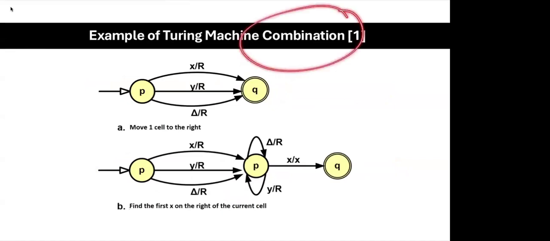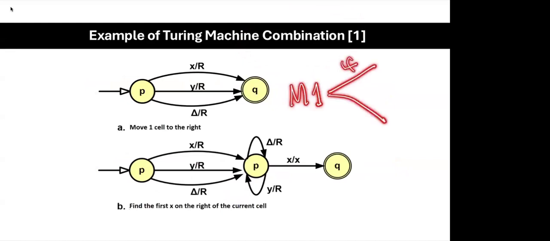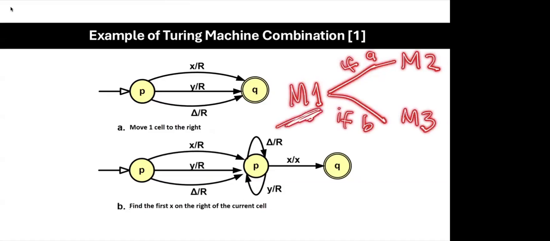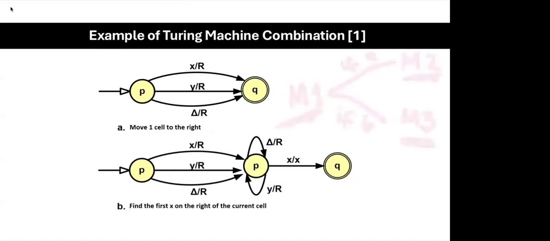Or we may have a combination. Combination means we may be in the first machine, for example, and if the current symbol is A, then we will go to the second machine. If the current symbol is B, then we will go to the third machine, for example. Think of it as a procedure followed by a second procedure if some condition exists, or by another procedure in other conditions.